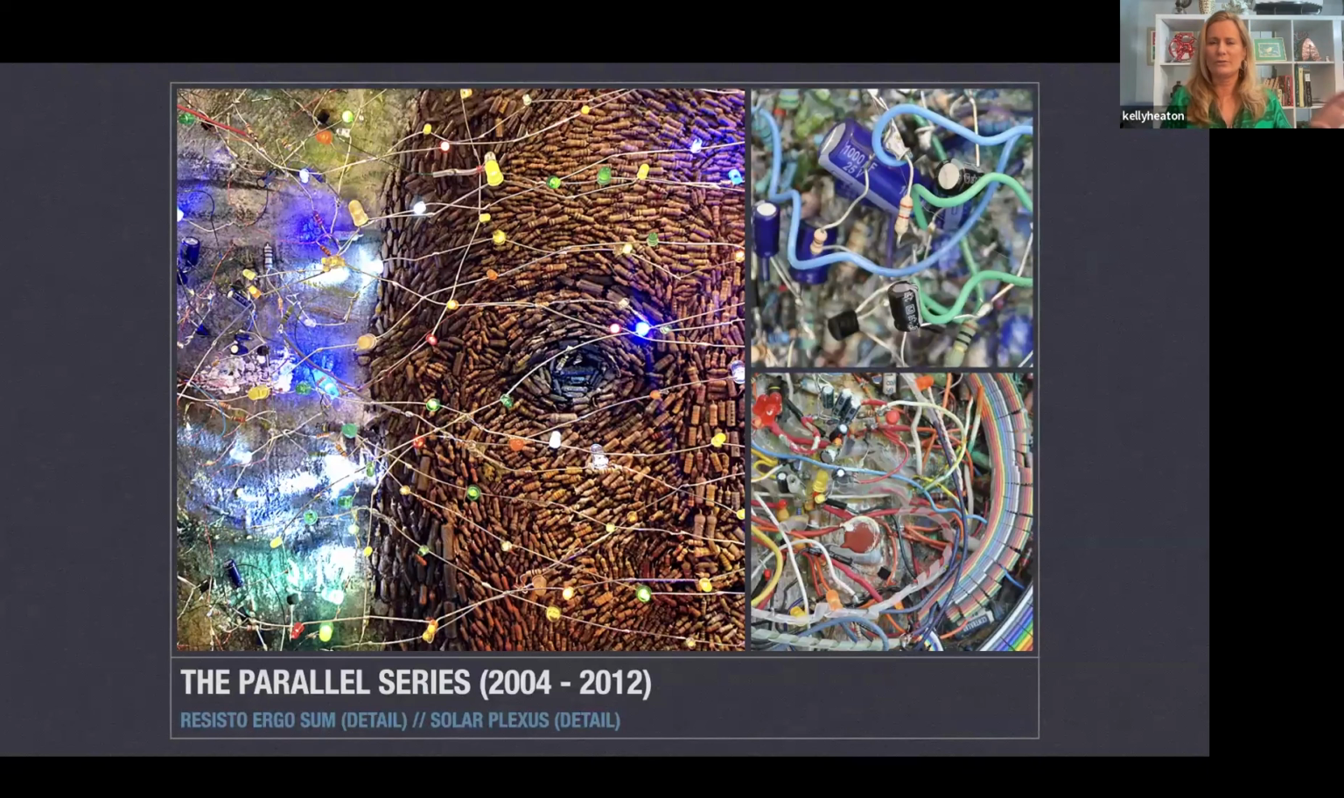So the first body of work where I really pulled all of my own handmade circuits together was called the Parallel Series. The Parallel Series is a pun. If you know electrical engineering, it's a term used in electrical engineering. But this idea that I was working with traditional media art in parallel with electronic media.